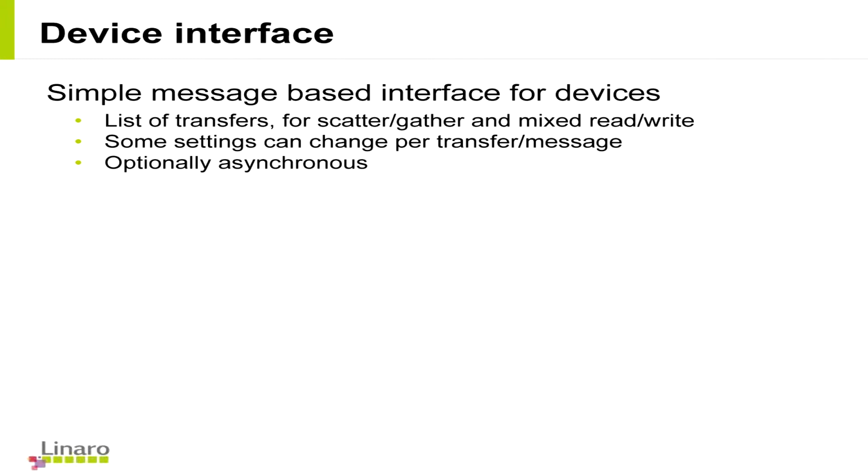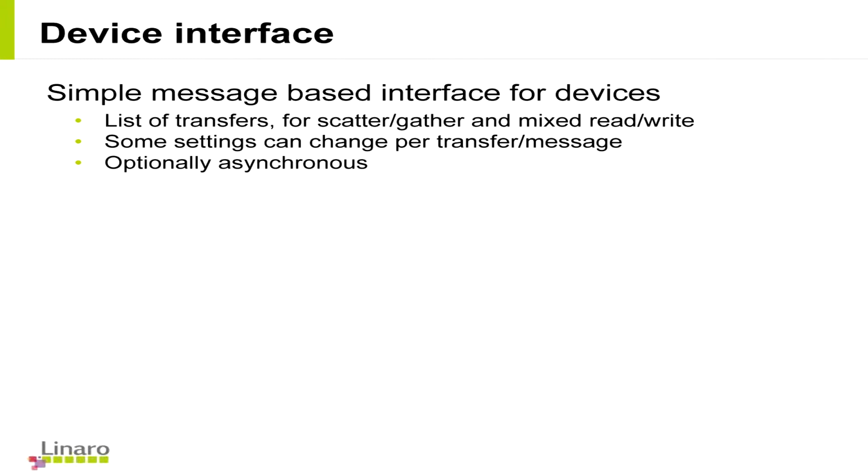You can vary settings for the bus. So for example, the speed or the number of bits per word, if the controller supports changing that, on either a per transfer or per message basis. There are a few things that can only be set per message, but most things can be set either per message or per transfer, or indeed when the device is registered. And optionally, the API is asynchronous.